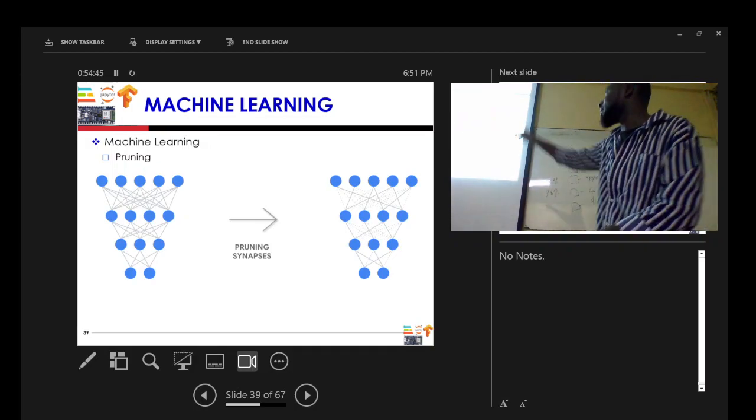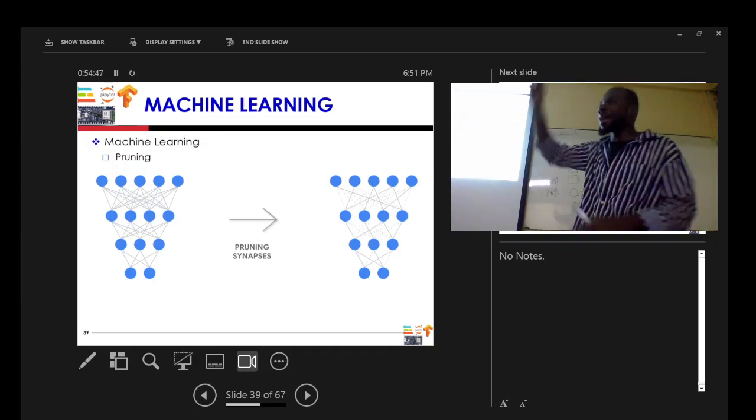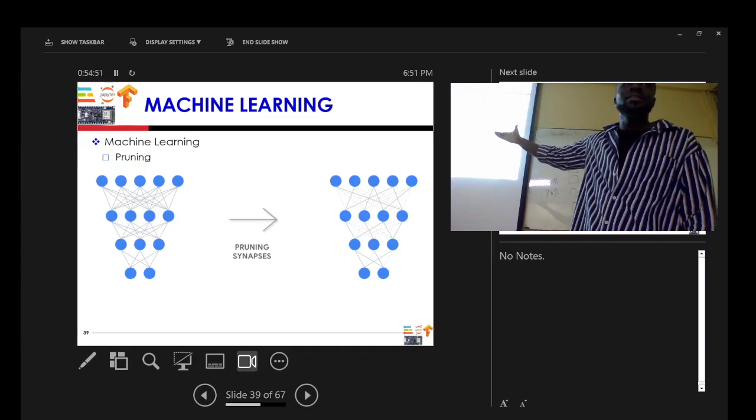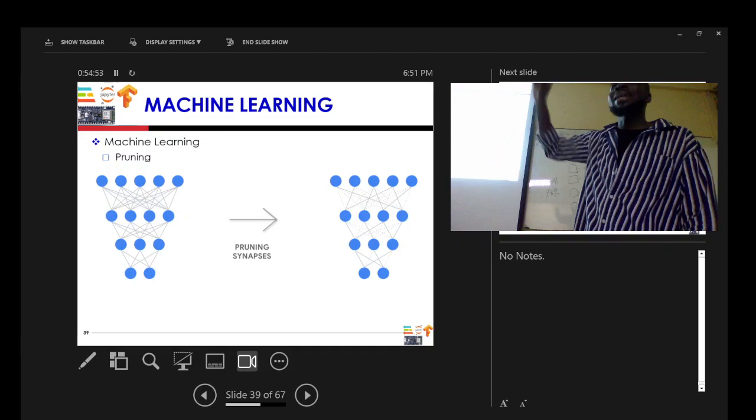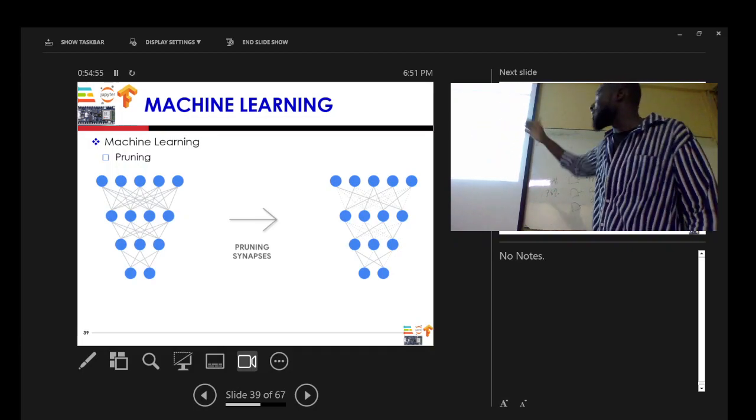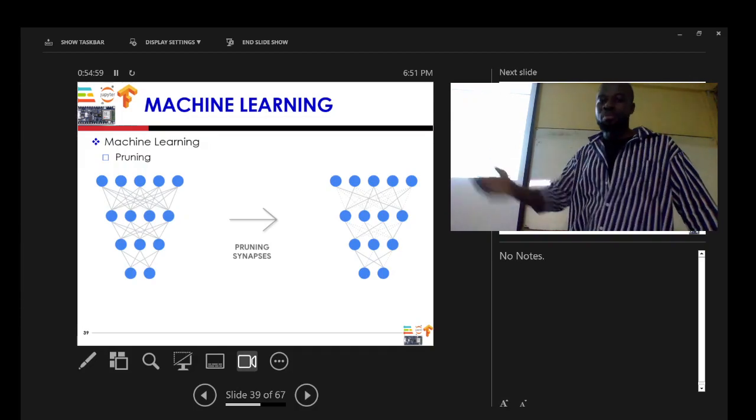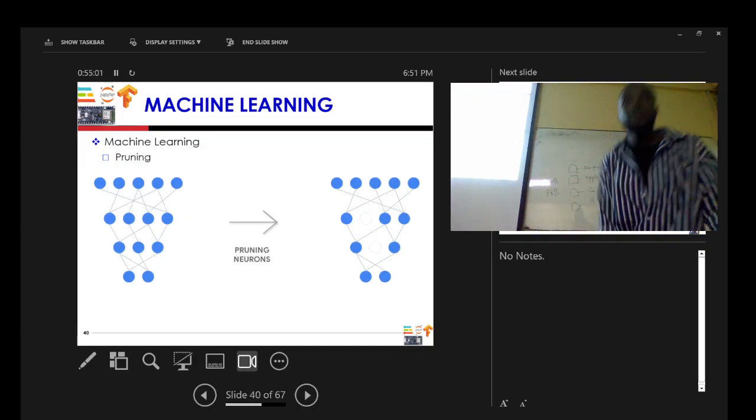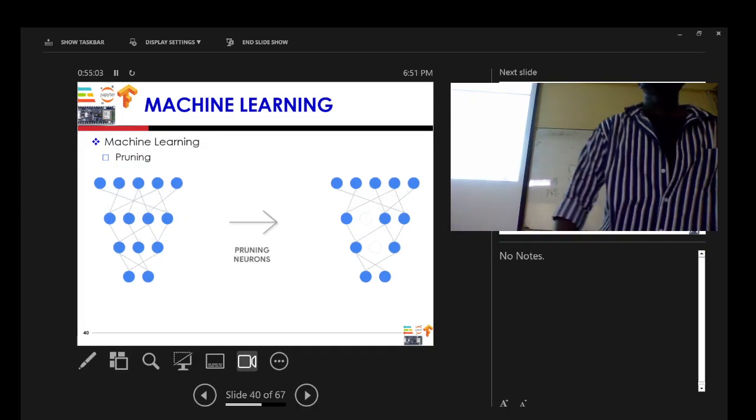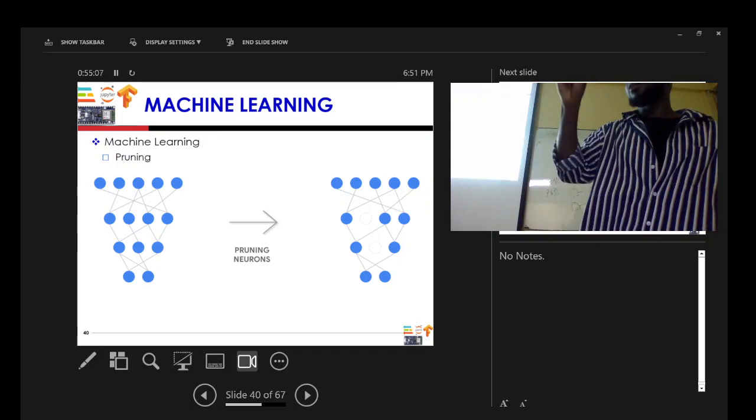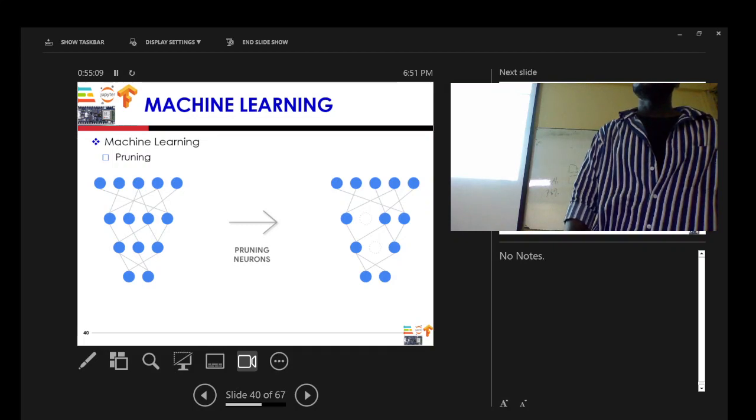Once you remove the lines, the interconnections, we call it synapses pruning. Each line is called a synapse. So once you remove the lines, you are doing what is called synapses pruning. If you remove the line, the size will come down, and the accuracy will normally come down.